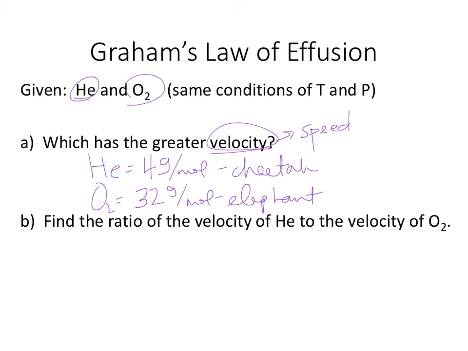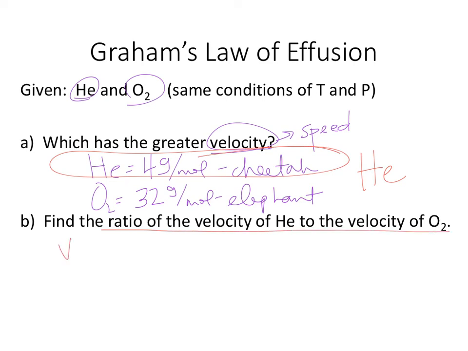Which one moves faster? That is the helium. Helium moves faster because helium weighs less than oxygen, if all other things are the same except for their molar masses. So find the ratio of the velocity of helium to the velocity of oxygen. That's where that formula comes in.